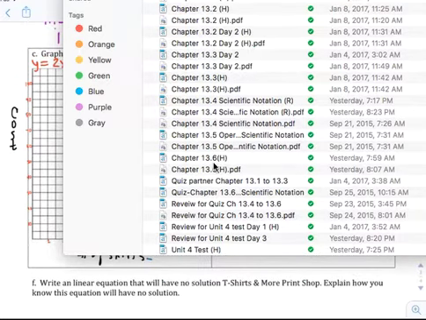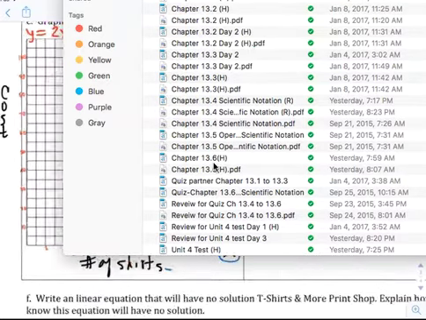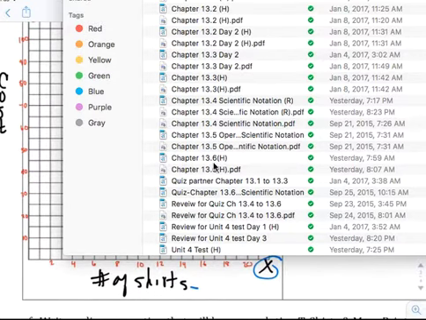Okay, 9 and 55. 9 and 55 right here. That's where the break-even point is. So that's where the two graphs will cross.